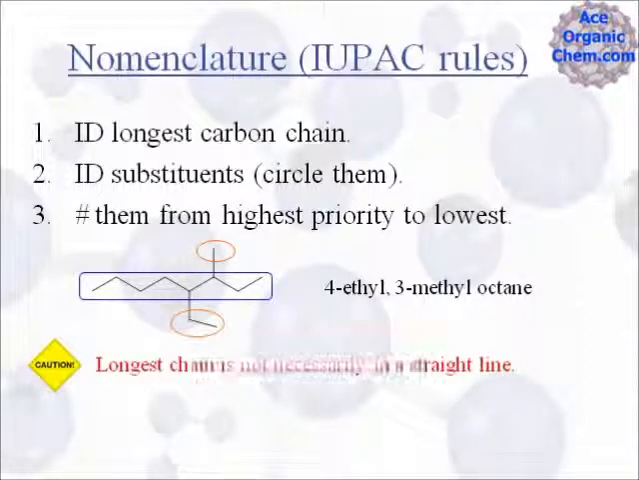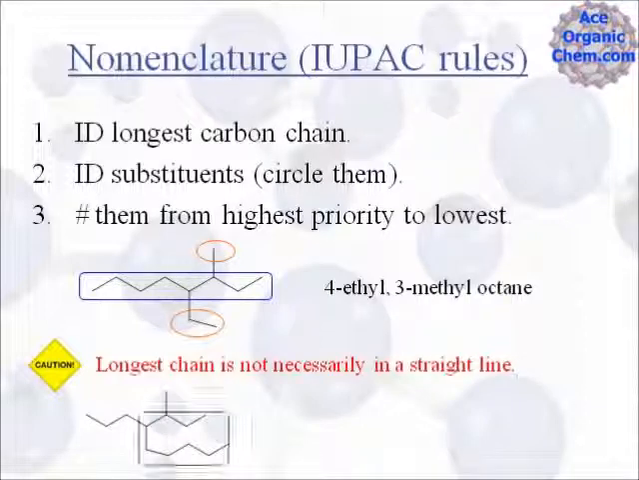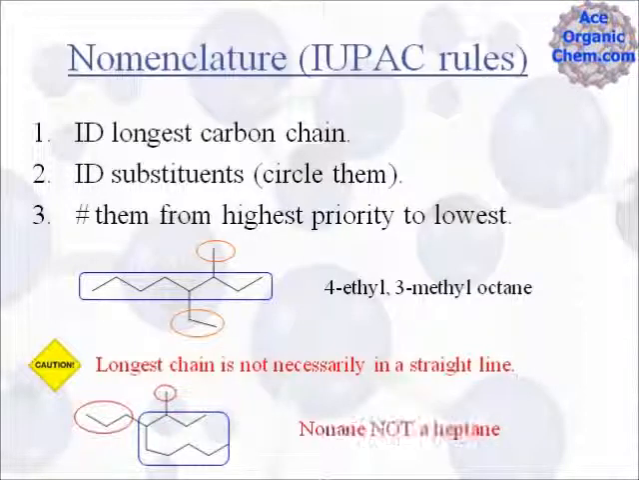Here's the caution. Here is a trick. It's under control, sir. They will pull this on you. The longest chain is not necessarily in a straight line. What do I mean by that? Here is an example. And again, I apologize if that's a little light. There is our longest carbon chain. It is not in a straight line across. So what I've circled is actually a substituent.